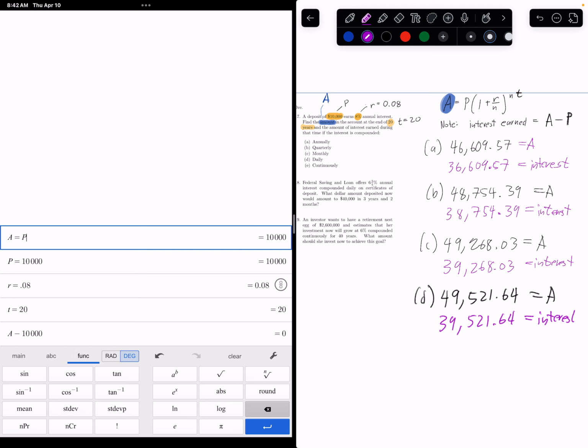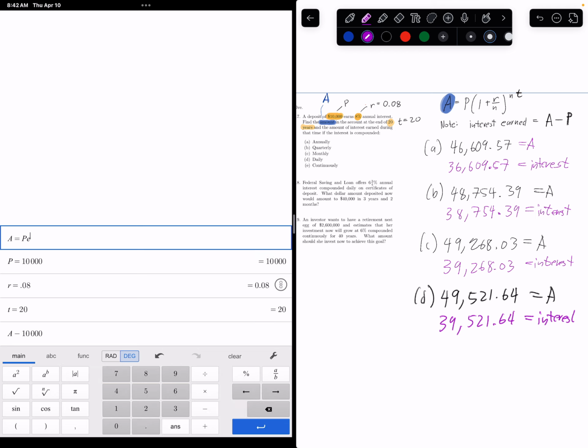So you're looking for that symbol somewhere in your calculator. It might be over there on the left. It might be that you have to press a second button to get there. But here, E, yeah, and then you can go back to your exponent button and then to the T. Here's what I want: P E to the RT.